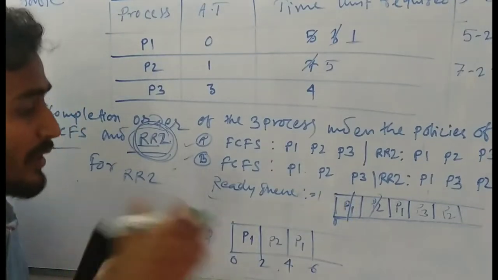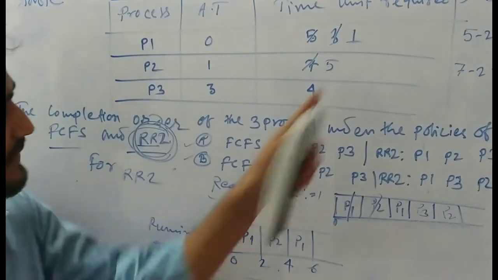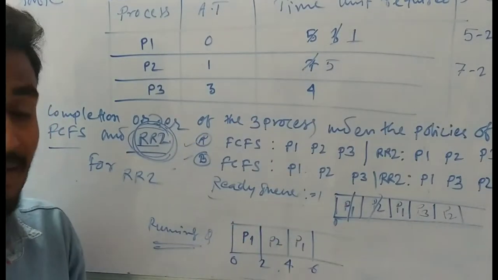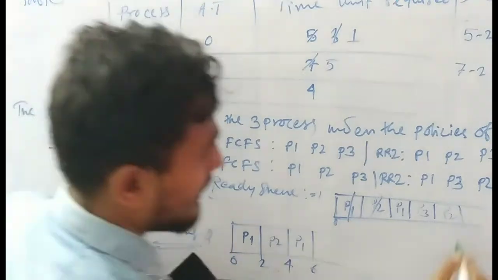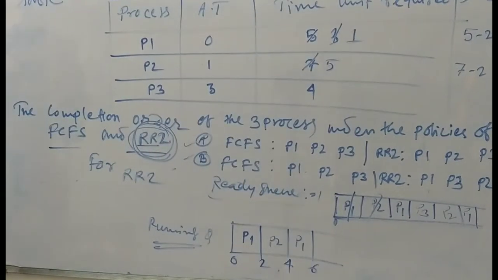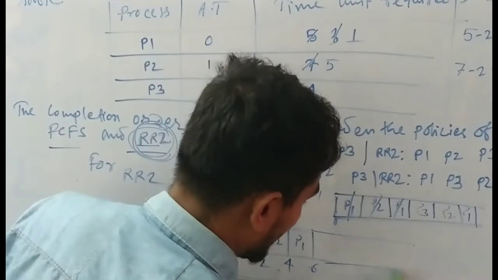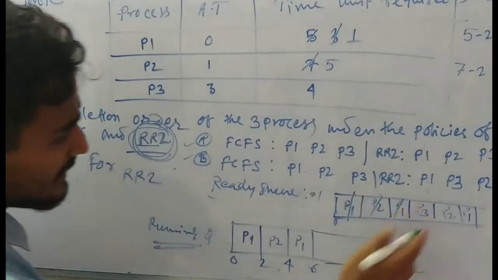So now we will check whether the P1 process work is complete or not. Yes, 1 time remaining. That means it's not complete. So that's why I am writing it again at the last of the queue. Okay, P1 is removed. So next, P3 is performed.